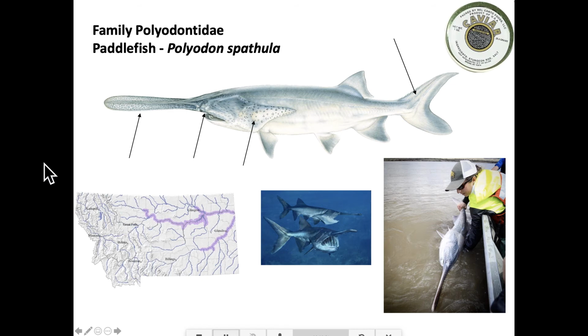Next, we have paddlefish, family Polyodontidae. You should read textbook 16.6 in order to learn more about the paddlefish. We have specimen 3.10 in our lab. Paddlefish are native and are listed as species of special concern in Montana. The lower Missouri and the lower Yellowstone rivers have a population of paddlefish in Montana.